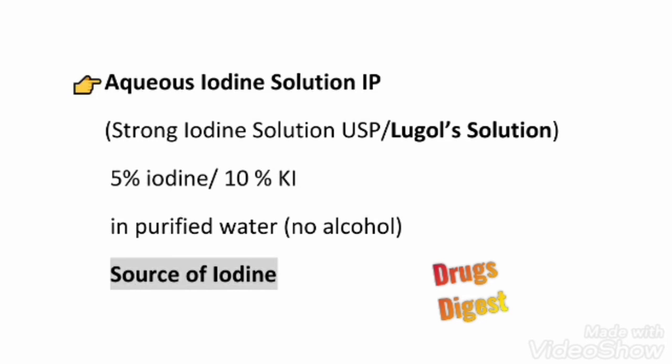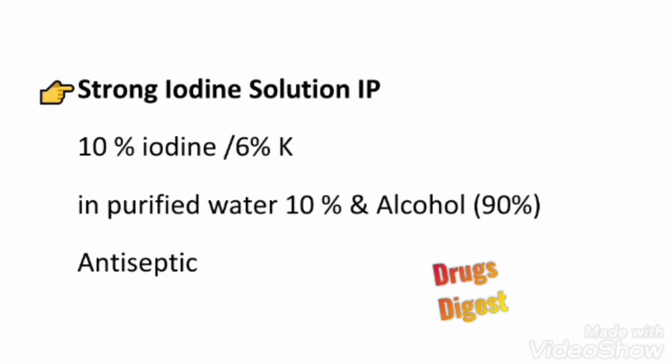Aqueous iodine solution is the Indian pharmacopoeial name and it is also called strong iodine solution in USP. It contains 5% iodine and 10% potassium iodide. It is also made in purified water without alcohol. This aqueous iodine solution is used as source of iodine. Strong iodine solution IP contains 10% iodine and 6% potassium iodide. It is made in 10% water and 90% alcohol. It is also used as an antiseptic.